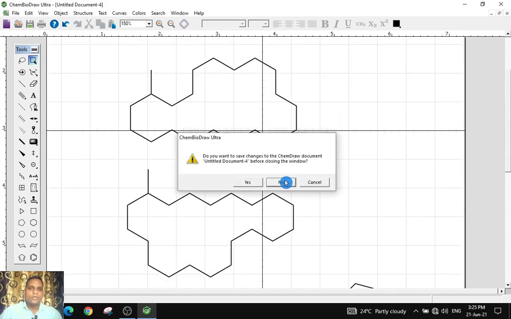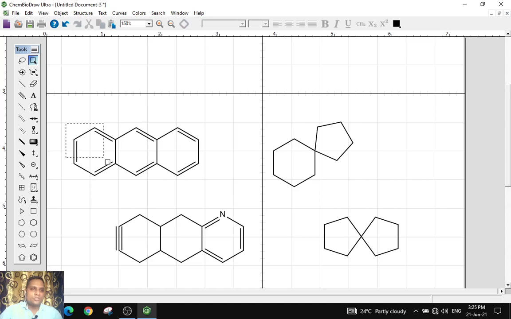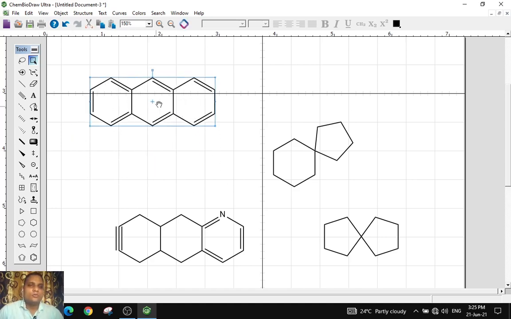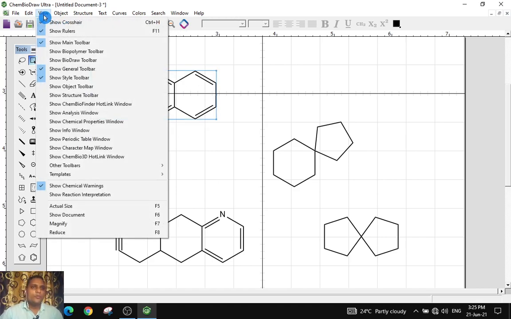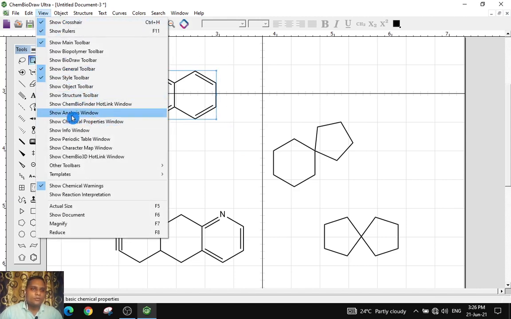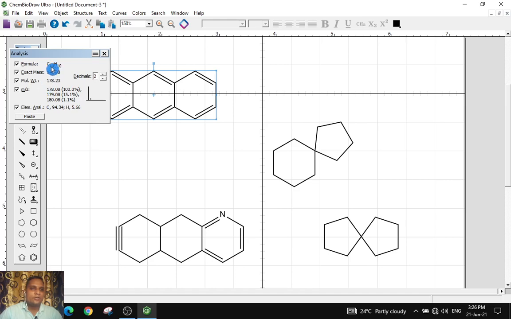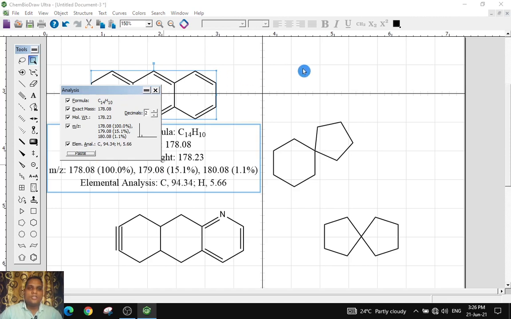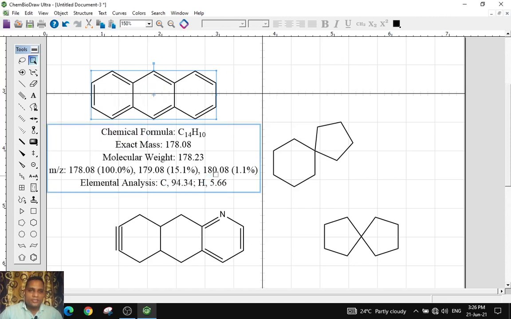Now suppose this compound you want to check the molecular weight, so we can also use some tools available in the view menu. What you have to do, after clicking, you have to first select it and go to the view menu and show analysis window. After clicking on this, you will see some options there, something like formula, exact mass, molecular weight, m by z values, the molecular mass, elemental analysis. You just have to click on paste, and you will see all the data appear here.